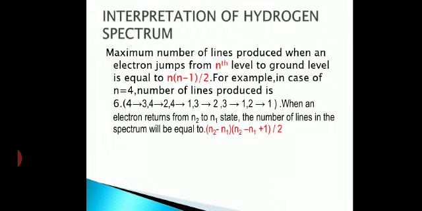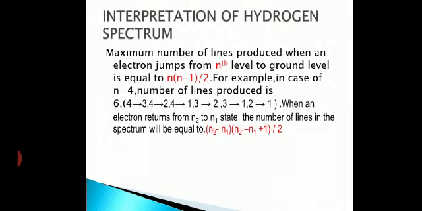Again I repeat, when an electron is present in the 4th level, how many maximum number of lines will be produced when it comes from the nth state to the ground state? That is what I am giving as an example. Suppose an electron is in the 4th state. It can come from 4th to 3rd, from 4th to 2nd, from 4th to 1st, from 3rd to 2nd, 3rd to 1st, and 2nd to 1st. So how many did you get? 6, altogether. So the maximum number of lines produced is 6 in this way.